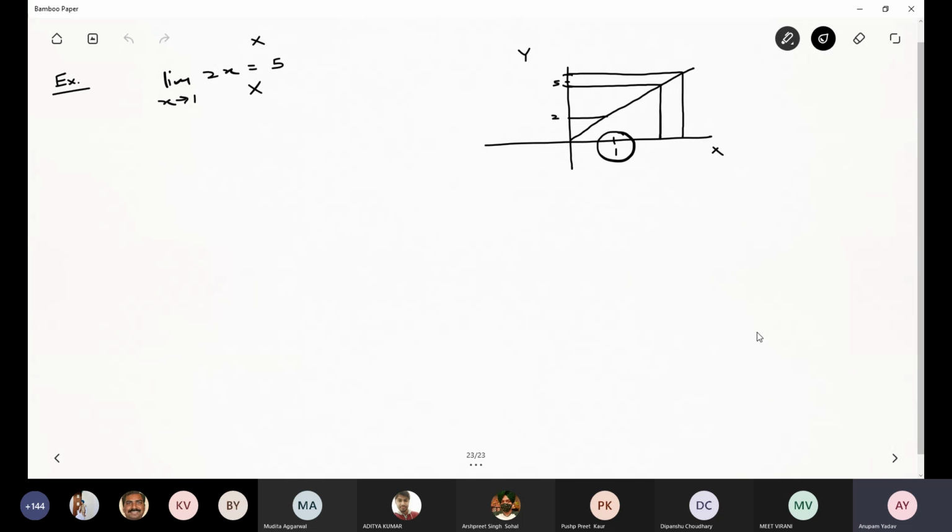So suppose we have this example, limit x comma y tending to 0 comma 0 of xy square upon x square plus y square. Okay. So what would be the possible limit of this particular example?